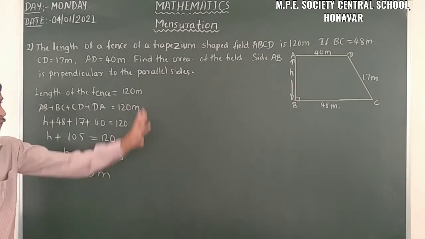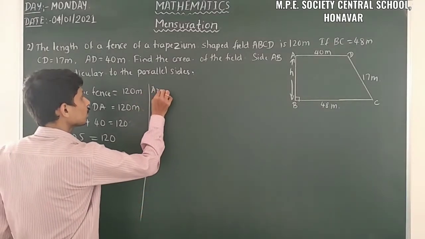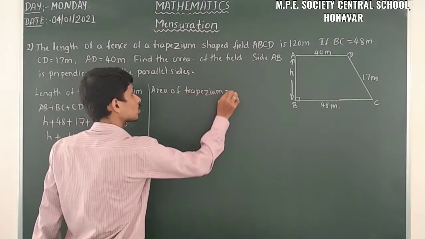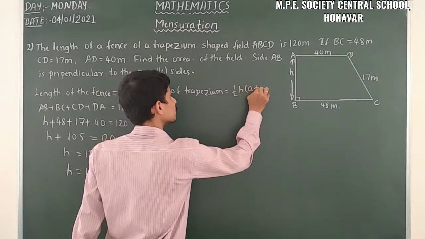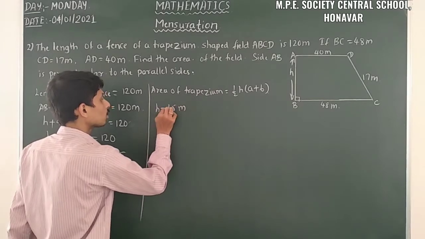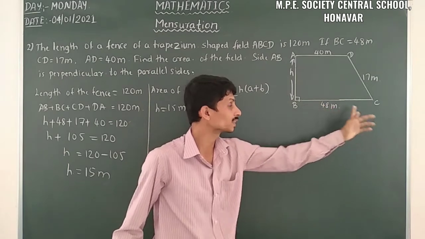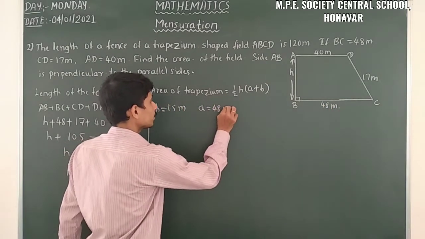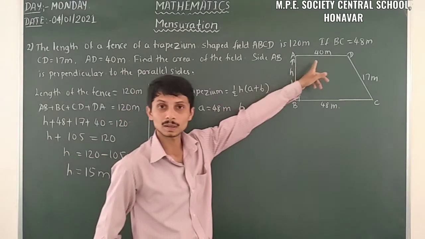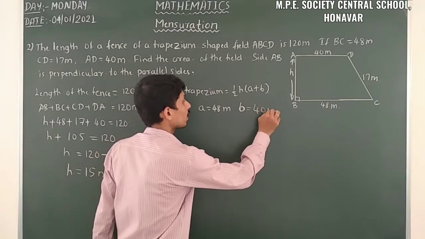So using the value of H and the pair of parallel sides, we can find out the area of the trapezium. That is, area of trapezium is equal to half into H into A plus B. So what is the value of H here? H is 15 meter, which we found out. And the value of A means the complete base side, that is BC is equal to 48 meter. Then the value of B is the other parallel side, that is 40 meter. That is, AD is equal to 40 meter. That one we have to take as B.